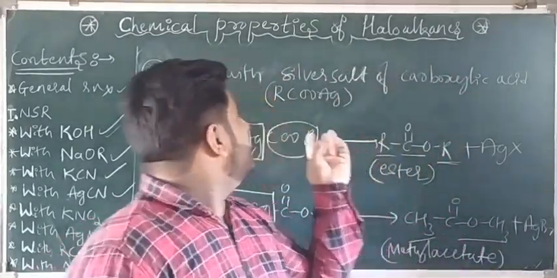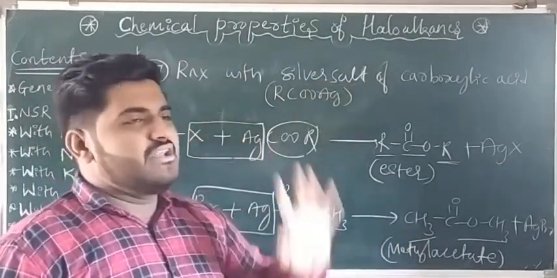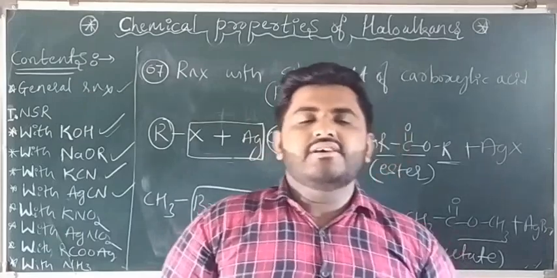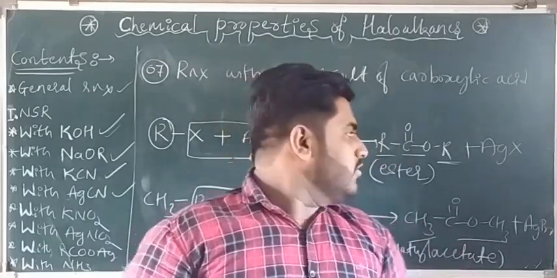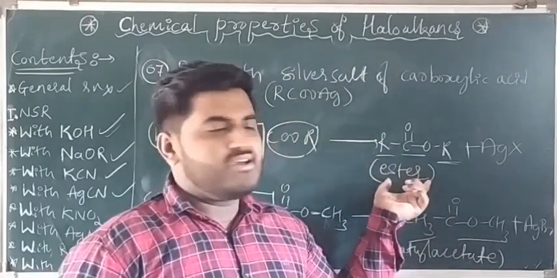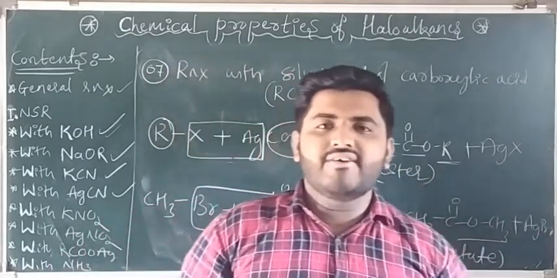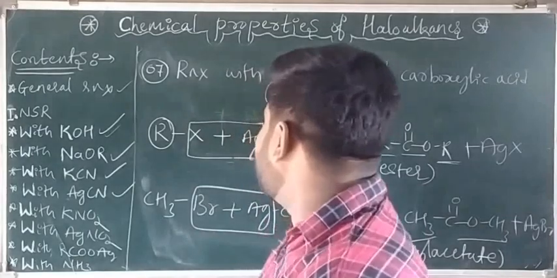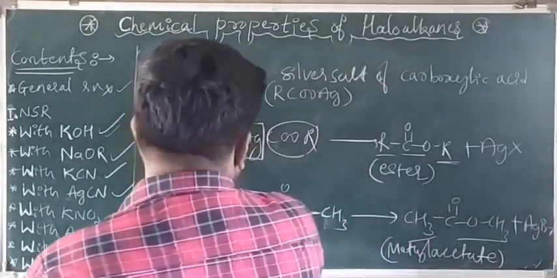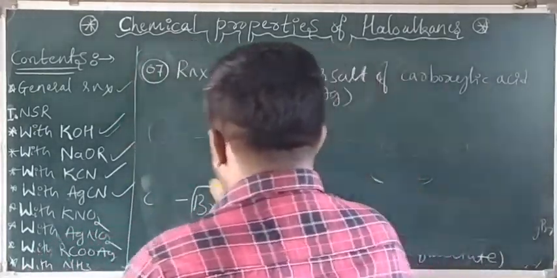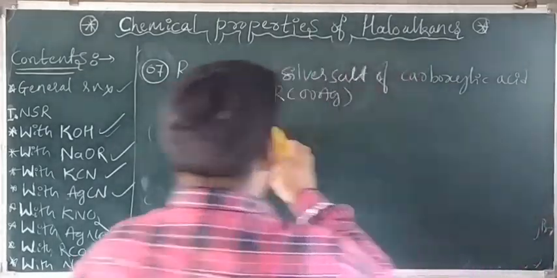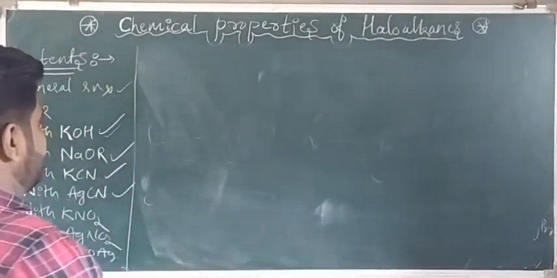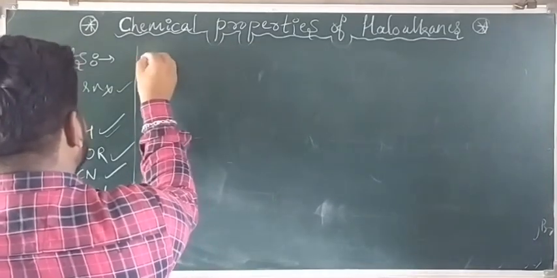So in this case, this is nothing but reaction with silver salt of carboxylic acid. When haloalkanes react with silver salt of carboxylic acid, we are getting ester as a product and silver halide as a byproduct. So last reaction, we will study reaction with ammonia. When alkyl halide or haloalkanes react with ammonia, what happens we will see. Last one, 8th reaction.